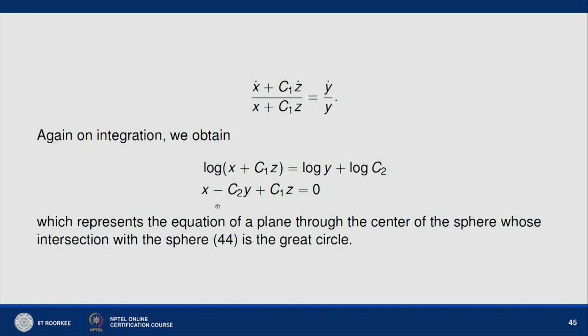So this is the equation of the curve which extremizes the given functional, and which represents the equation of a plane through the center of the sphere whose intersection with the sphere is the great circle. So we have already shown that the geodesics on a sphere come out to be great circles. We have already proved this, but we are showing it again with the help of the theory which we have developed in this lecture.